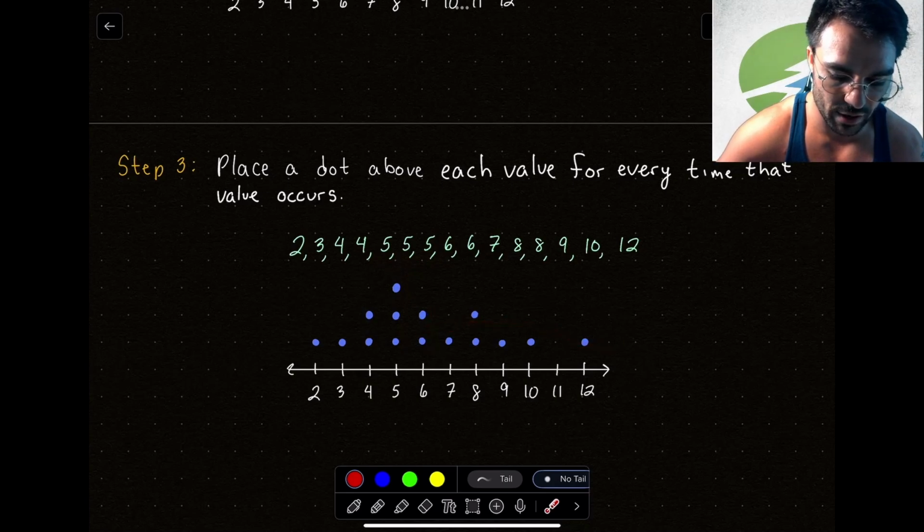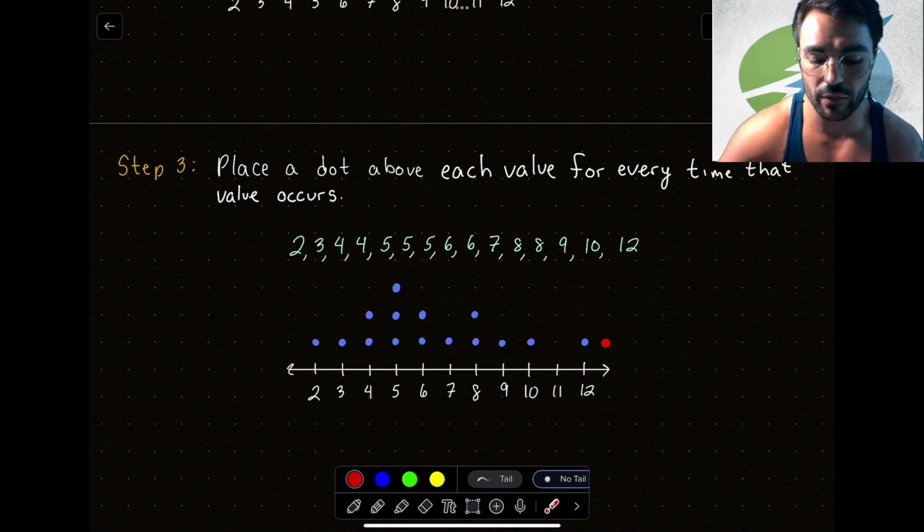2 for 6, 1 for 7, 2 for 8, 1 for 9, 1 for 10. Nobody studied 11 hours, so we leave that one blank. And we have 1 for 12. And this is how we graph our dot plot. Super simple.